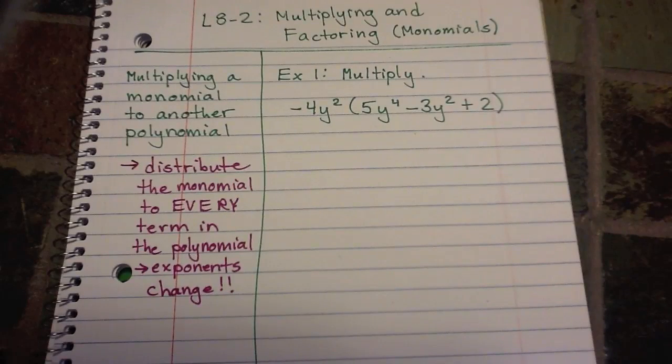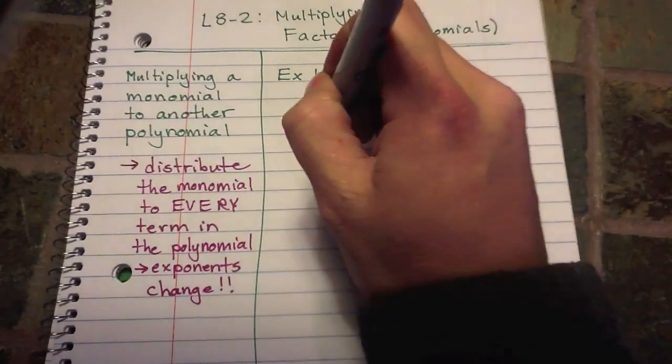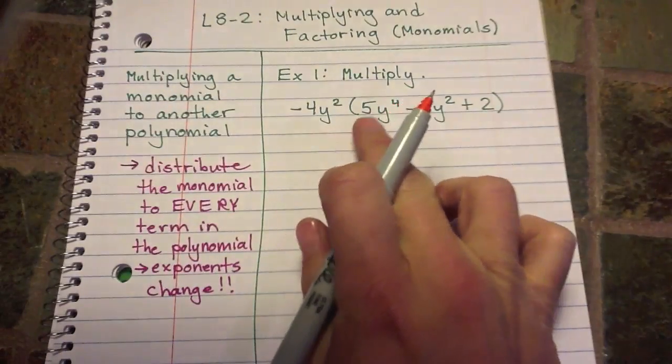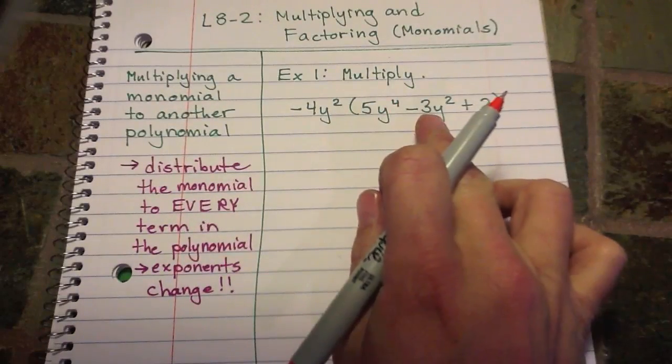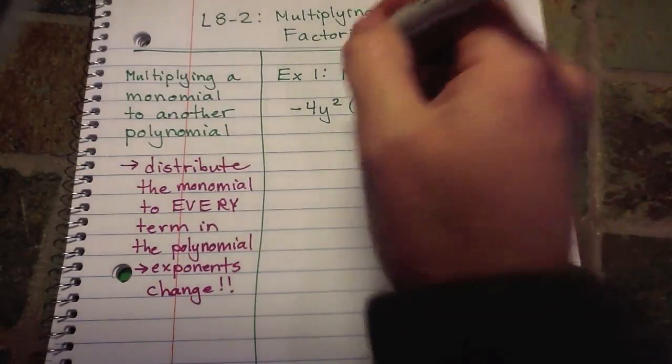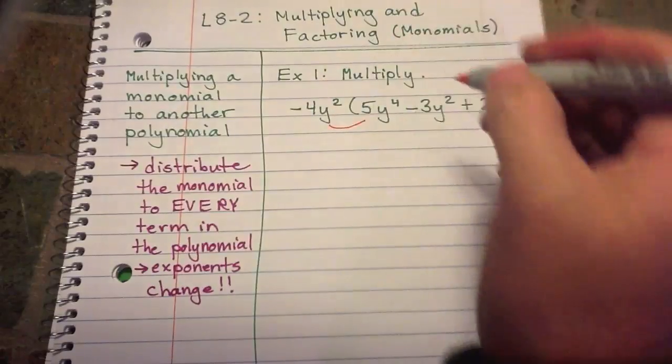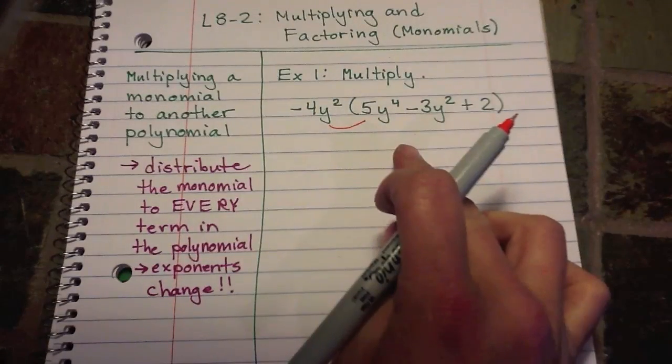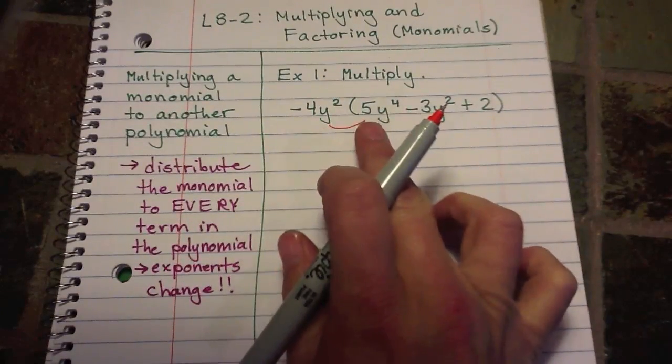So when you go to multiply this out, you're looking at each negative 4y squared times each term here. So I'm going to go ahead and just write it the long way right now so you see each part. But typically you could draw an arrow, and as you get really good at this, you can just start doing this part mentally.